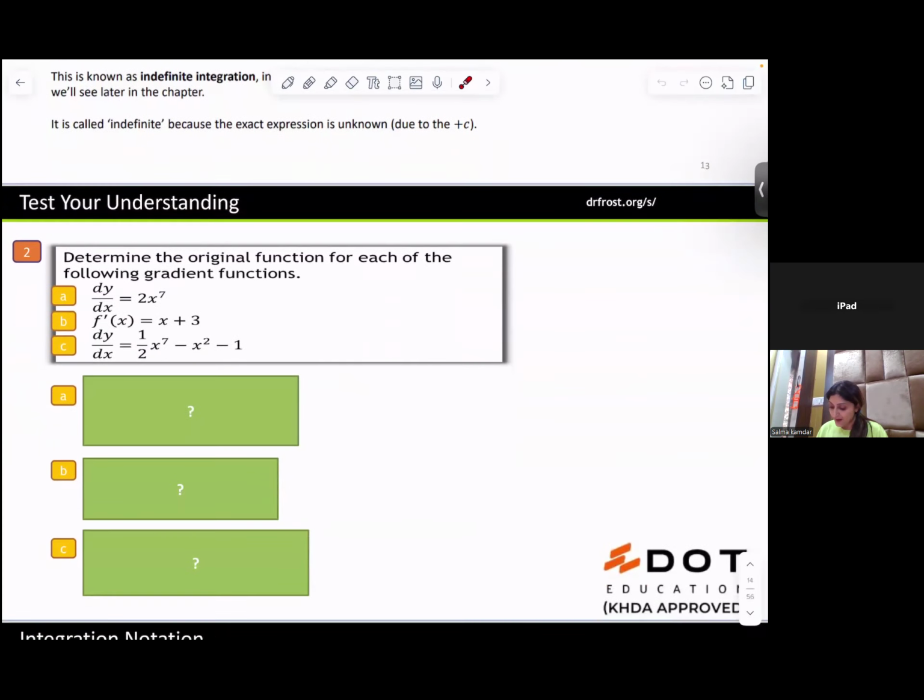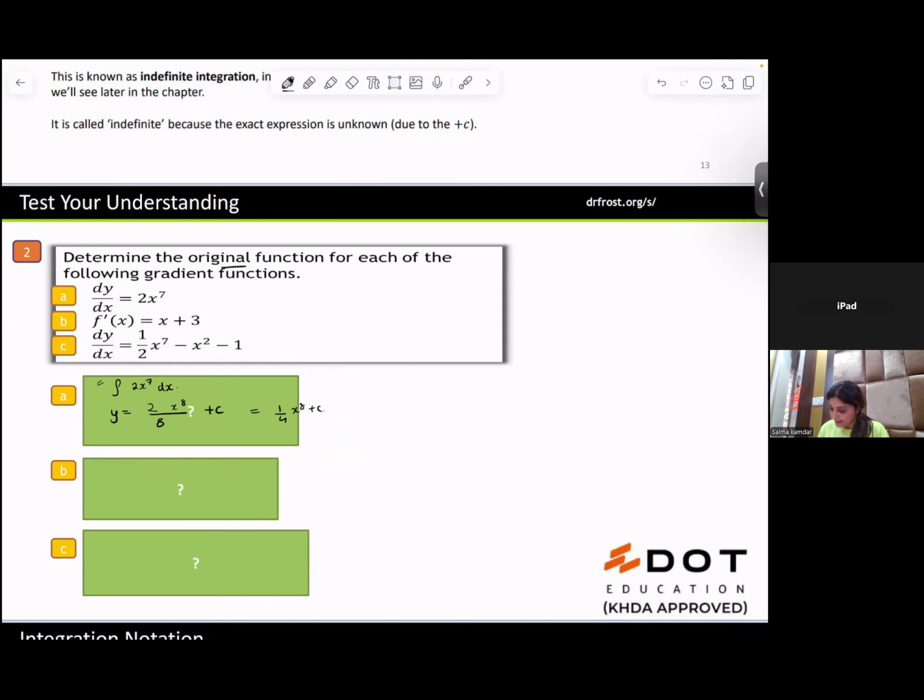So now over here, when they've asked you to determine the original function, how do you go about it? For the first one, what will you write? They want the original function, so that means I'm integrating 2x plus 7 with respect to x, add 1 to the power, divide by the new power, plus c. So y is equal to, the answer I'll get is 1 over 4 x to the power 8 plus c. Do not forget this.